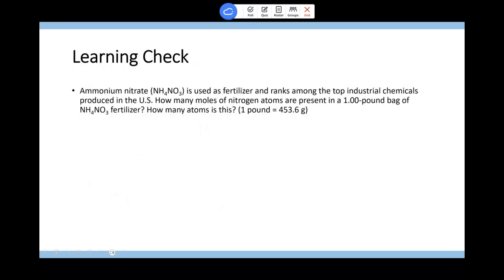So we ended with some time working on this question, so I'm just going to go ahead and go through it. So we have ammonium nitrate, which is a fertilizer. We have a 1 pound bag, and we want to know how many moles of nitrogen atoms are in this bag and how many atoms that is. So we start with the measurement that's provided. We start with a 1 pound bag.